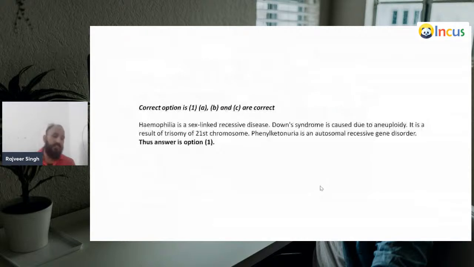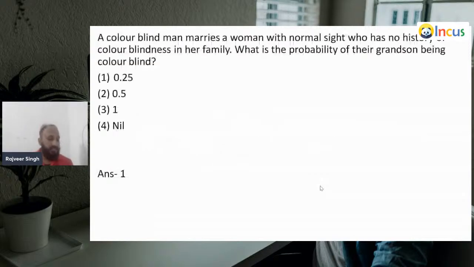Hemophilia is an X-linked, sex-linked recessive disease. Down syndrome is caused due to aneuploidy. We have seen it many times already. It is a result of trisomy of chromosome 21. Phenylketonuria is an autosomal recessive gene disorder. So that is why our answer is the first. Next question.